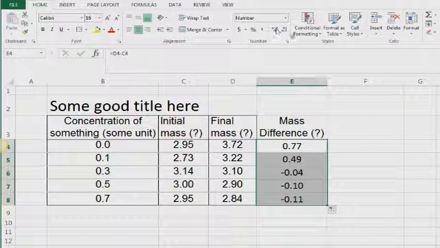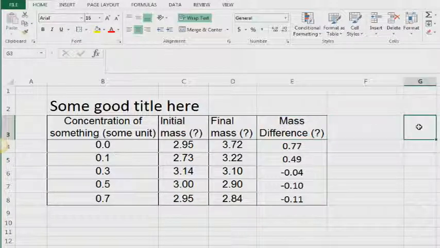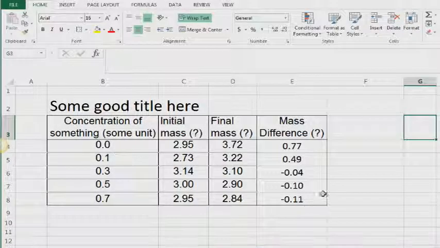Often we'll need to use these buttons again to get significant figures correct. It's going to be a table I'm going to cut and paste into my Word document. Keep it looking good. We have a mass difference. Now our formula was difference, which we've calculated, times 100, divided by the starting measurement. So now we can calculate that.